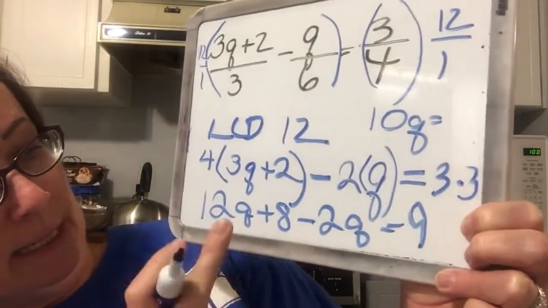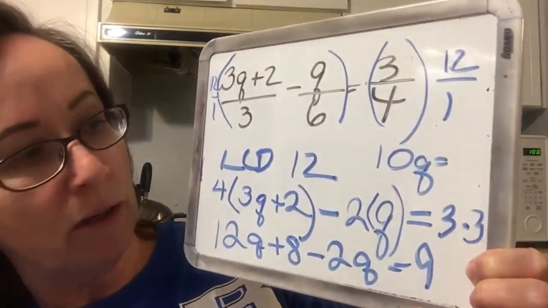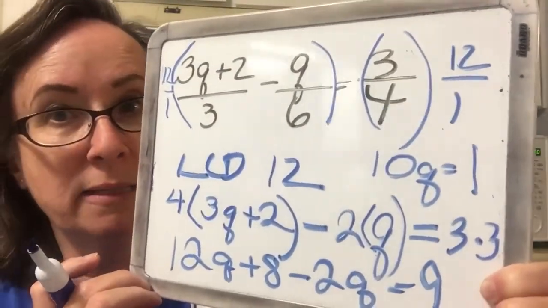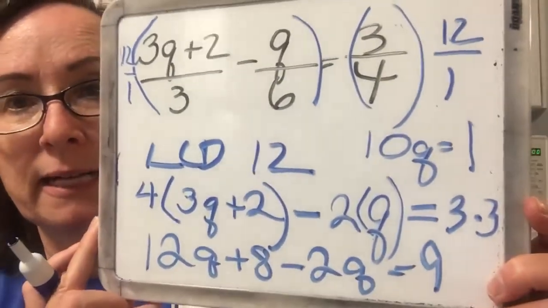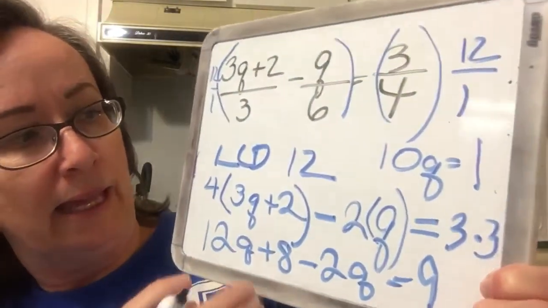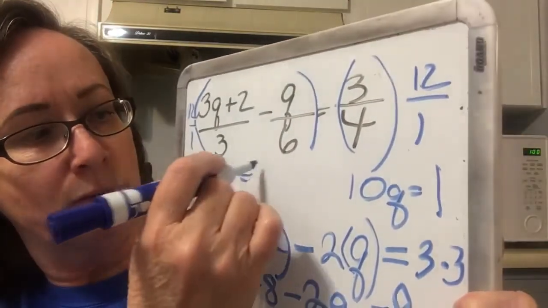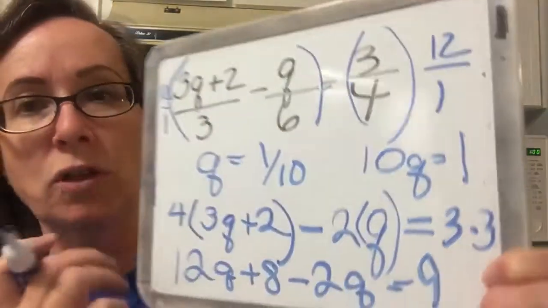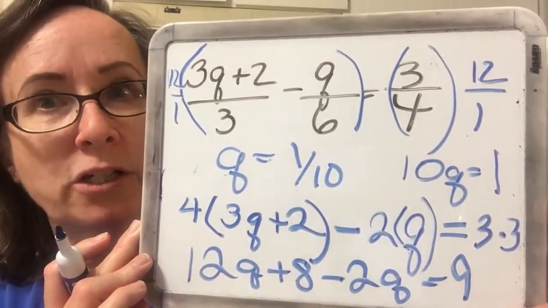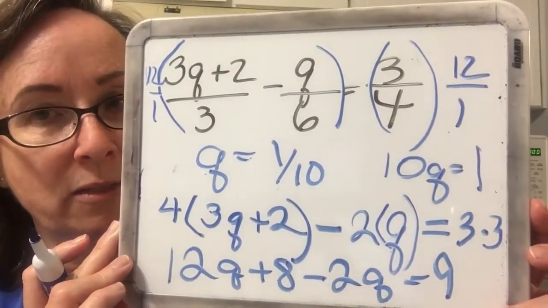Then I'm going to subtract an 8 from both sides, and I end up with 10q is 1, or q is 1/10. Since it's linear, I expect one solution, and q is 1/10 is the answer to this one. We were able to solve because it was an equation. Now, if we have an expression, we can only simplify, but an equation we can solve.